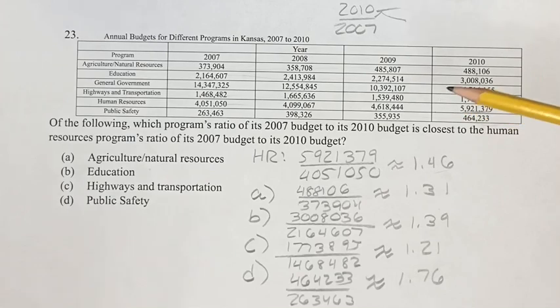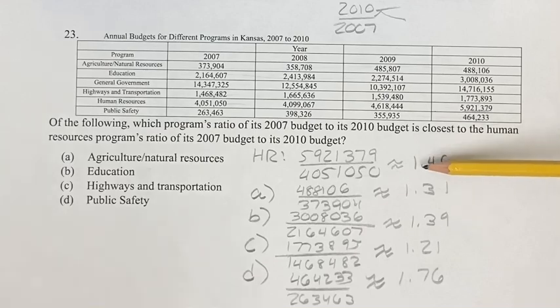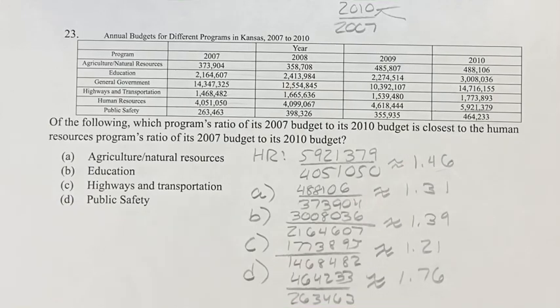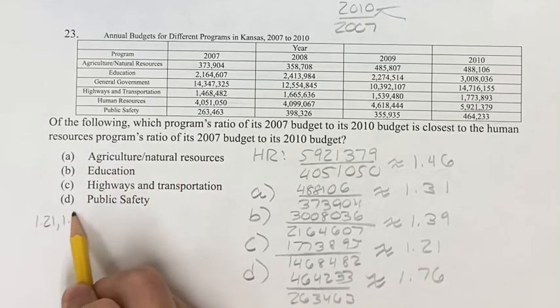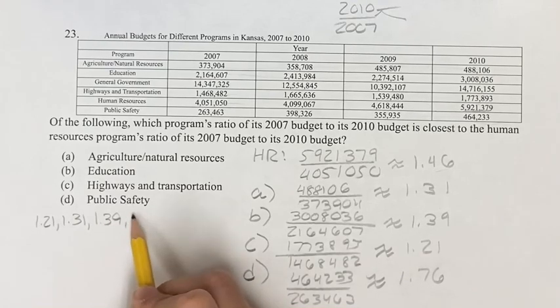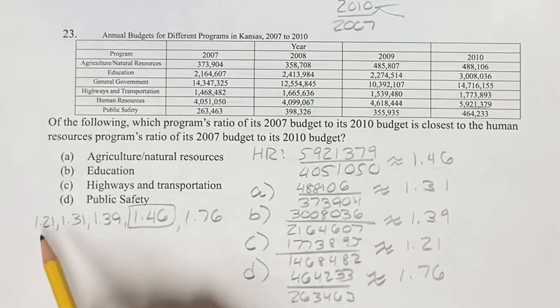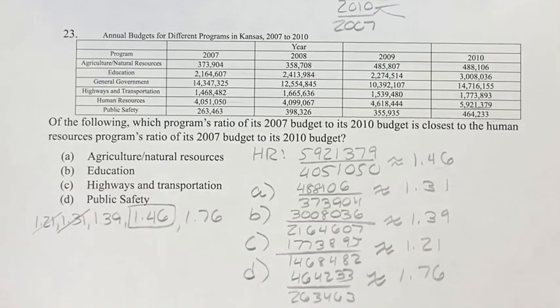Now, in comparing which of these is the closest, we find the difference between them. So the difference between HR and agriculture and natural resources is 1.46 minus 1.31. Just a quick way to not have to do the subtraction 4 times, let's arrange them in order from the smallest to the largest. So the numbers are going to be 1.21, 1.31, 1.39, 1.46, which is our goal, and 1.76. So just from looking at this, we know that it can't be 1.21 and it can't be 1.31 since they're both further away than 1.39.